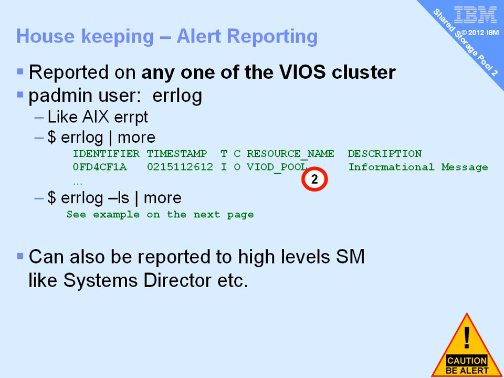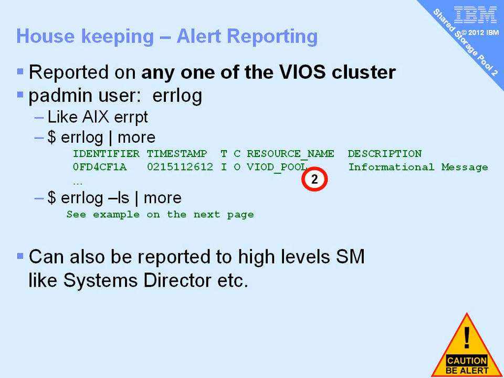The next thing you need to know is that the error report command in AIX is actually erlog, as in the admin user on the Virtual I/O Server, and you're looking for a resource name of VIO dpool and a description of information message. It's not very friendly. It doesn't actually tell you what's going on. If you find one of those, then you can use the erlog -ls command to actually find the details, and I've got an example of that in a minute.